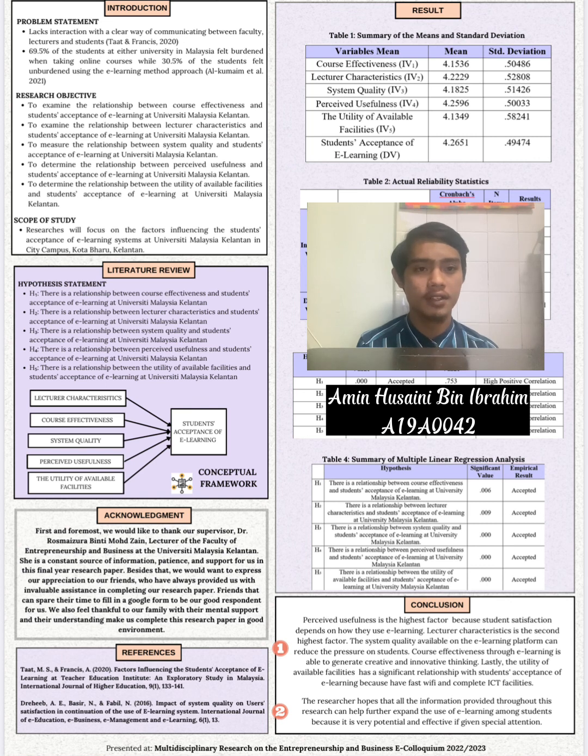Perceived usefulness is the highest factor because student acceptance depends on how they use e-learning. Lecturer characteristic is the second highest factor. The system quality on the e-learning platform can reduce the pressure on students. Cost effectiveness through e-learning is able to generate creative and innovative thinking. Lastly, the utility of available facilities has a significant relationship with student acceptance of e-learning because there is Wi-Fi and complete ICT facilities.